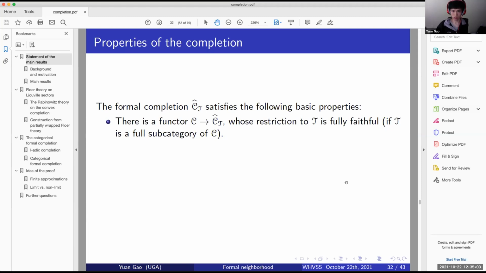So the first property is that there's always obviously a functor from C to that. And in fact, when T is actually a subcategory of C, then the restriction to T is fully faithful. When you think about the previously mentioned Fukaya categories, you have this full subcategory D tilde, namely the image of the cup functor of the partially wrapped Fukaya category. And we know if we complete that, then this D tilde still sits inside the formal completion as a full subcategory. That is a phenomenon similar to the phenomenon in the algebraic geometry completion.